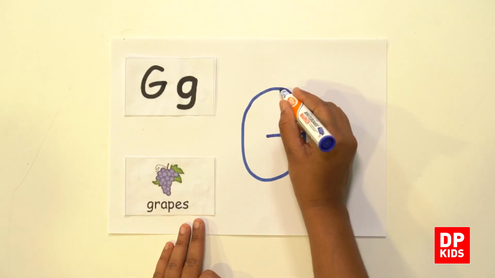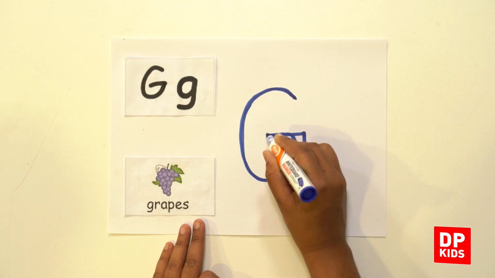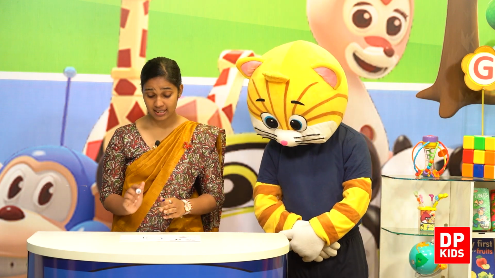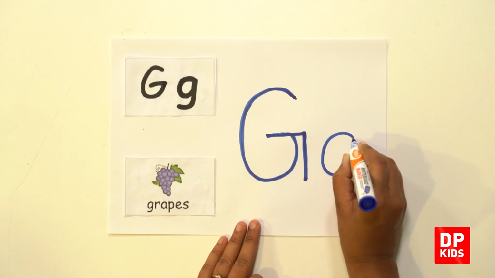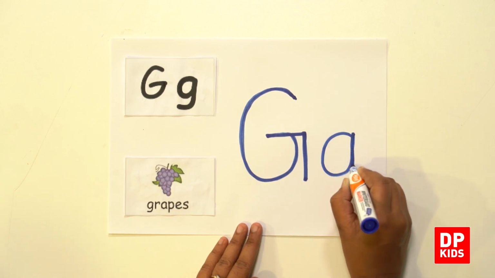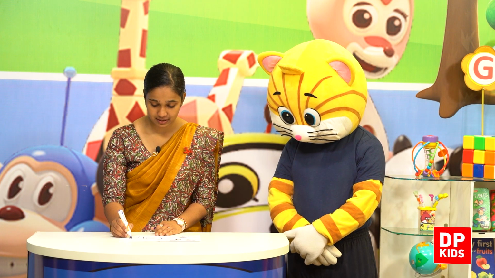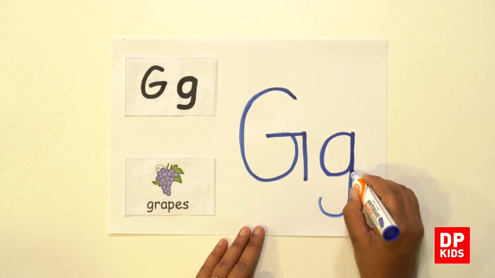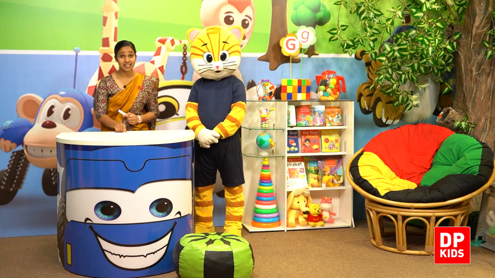Start from this point, come in a circle, goes inside, comes out and down. Capital G. Shall we write the simple G? Yes. You have to start with the circle, come a curve, goes up, comes down in a curve. Capital G, simple G.